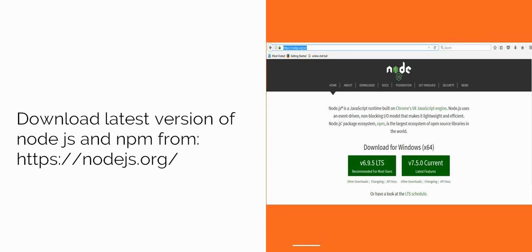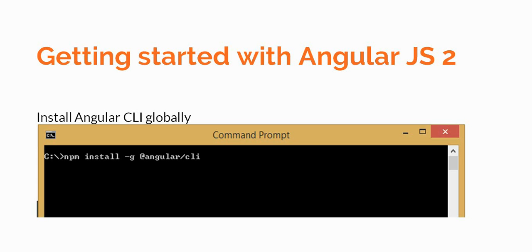So to install AngularJS 2, we need to install Node.js and npm, Node Package Manager. We can install Node.js from nodejs.org, and we need to install the latest version of Node.js. You can find the setup for Node.js from nodejs.org.